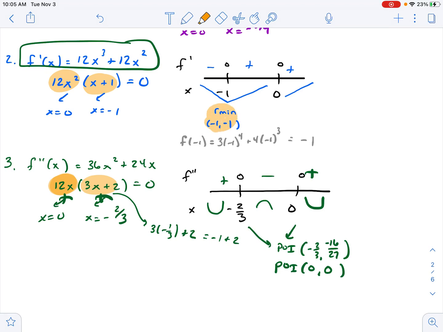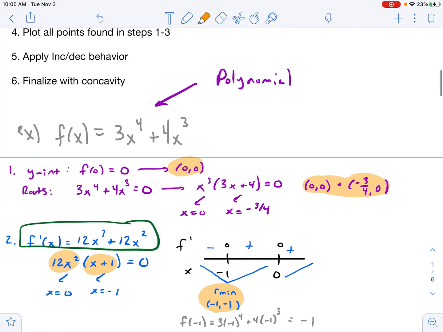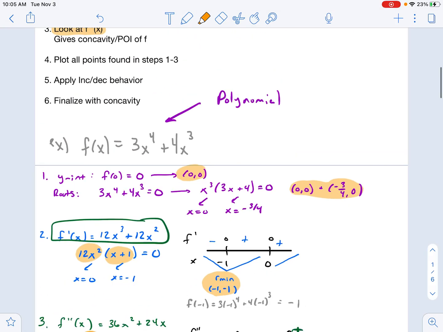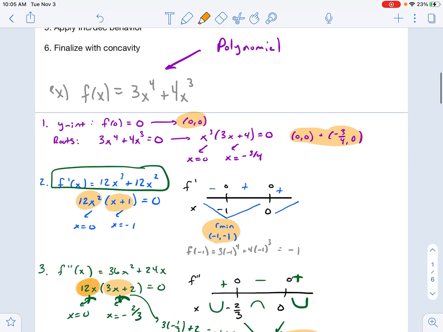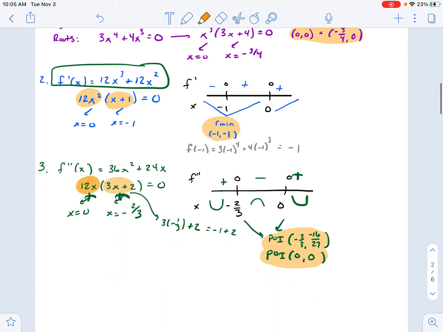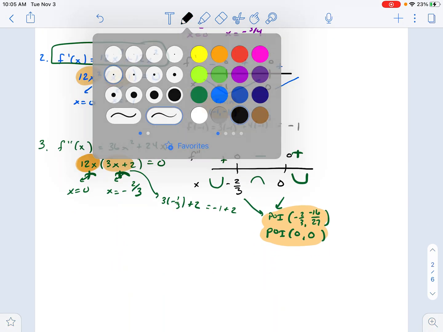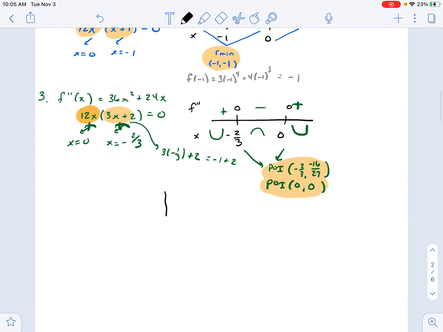All right, so again, let me highlight all the points we found. We've got our relative min, we've got a couple points of inflection, and we've got some information up above here, the root and the y-intercept, okay? So step 4 says, well, let's plot all those points. So that's what I'm going to do. We've now got a bunch of points to work with, so I'm going to plot them.